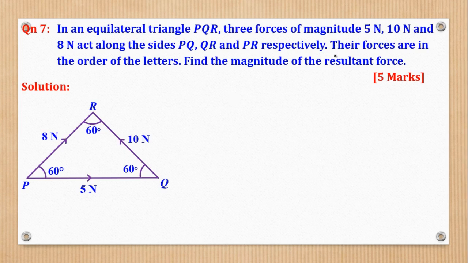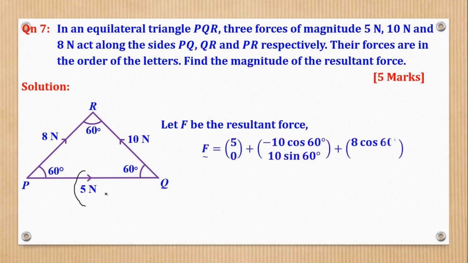Okay. Then next they said, find the magnitude of the resultant. So that means that we have to resolve. So let F be the resultant force. When I resolve this one, it is entirely horizontal. That's why you see a 5, 0. Then this 10, the horizontal, goes to the left, meaning it will be negative. So it will be 10 cos 60, but negative. The vertical goes upwards, so it will be positive. That's why you see positive 10 sin 60.